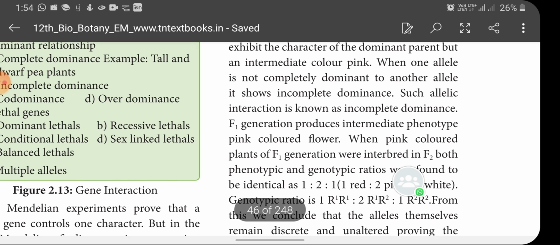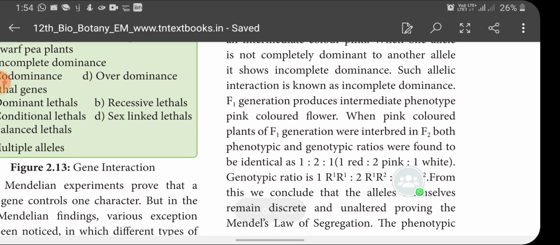When pink colored plants of the F1 generation were interbred, in F2 both the phenotypic and genotypic ratios were found to be identical, as 1:2:1: one red, two pink, one white. So in this experiment, when we look at Mendel's monohybrid cross, its phenotypic and genotypic ratios are different. The phenotypic ratio is 3:1 and the genotypic ratio is 1:2:1.